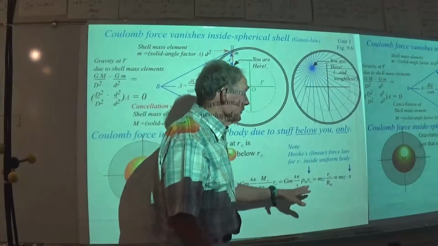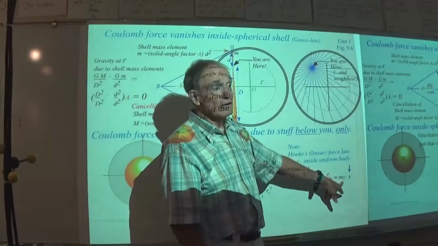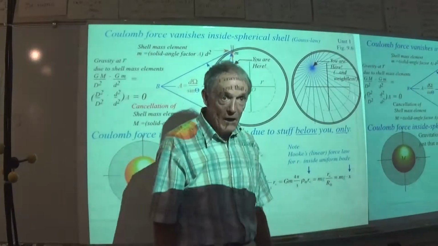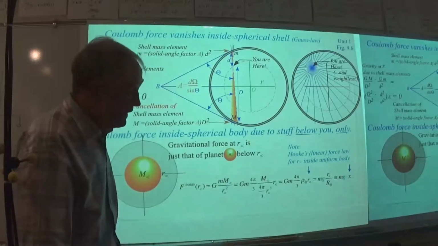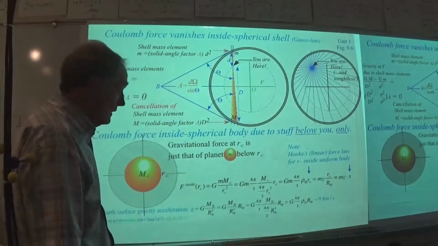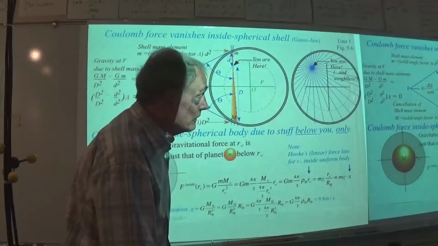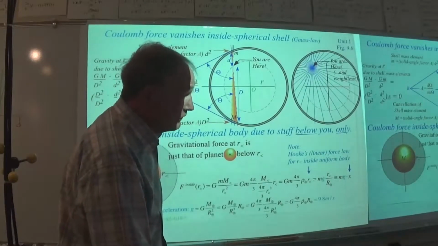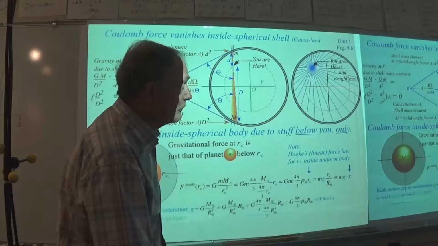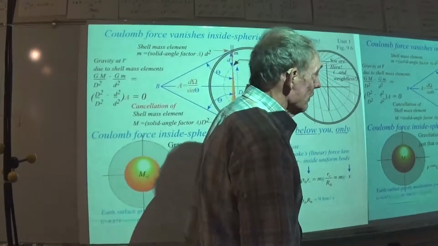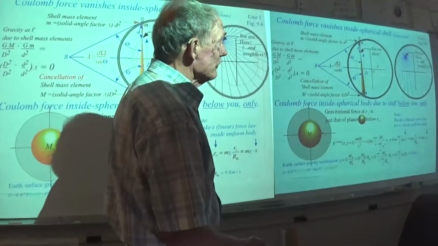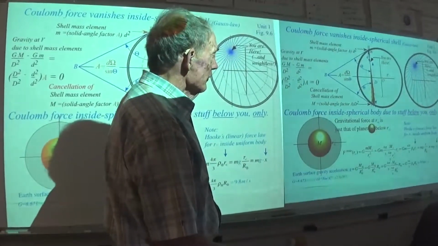In other words, the force inside that is Hooke's law, first power. Okay? And there's the actual numerical value for it. So that's what we need in order to do our orbits inside the Earth. We're going to have this fanciful story about a neutron starlet orbiting inside the sophomore physics Earth.